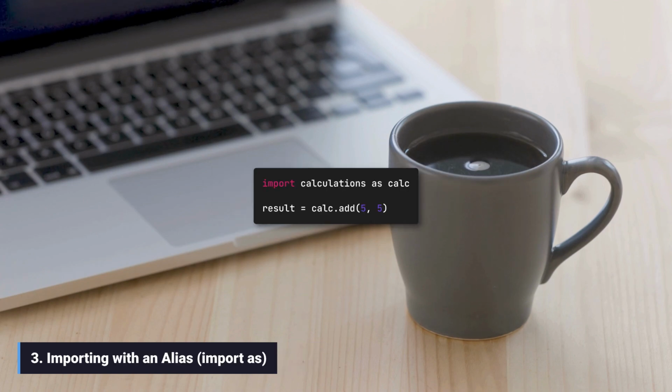3. Importing with an alias. If the module name is too long, you can use the import as syntax to give it a shorter alias. For instance, import calculations as calc. Now you use calc instead of the full name, saving typing while still maintaining the safety of prefixing.